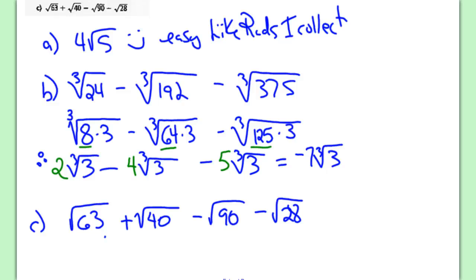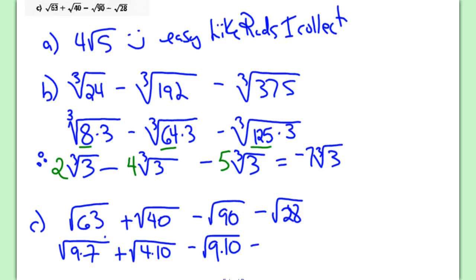And now I go through and I look at my magic chart of perfect squares, and I think this is 9 times 7. That seems good. And 40. What's a perfect square inside of 40? Well, what can I do with that? I think the best I can probably do is 4 times 10. 90. That seems pretty good, but I think the best I can do is 9 times 10. And 28, that's a pretty good number, but I think the best I can do is 4 times 7.